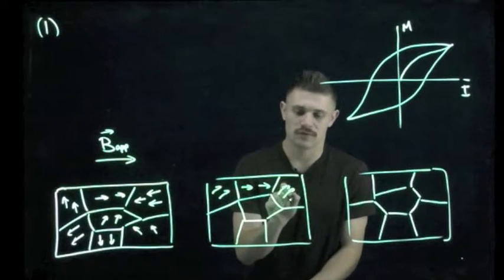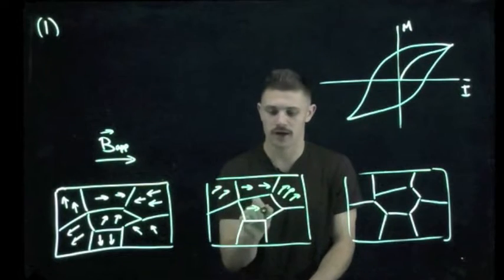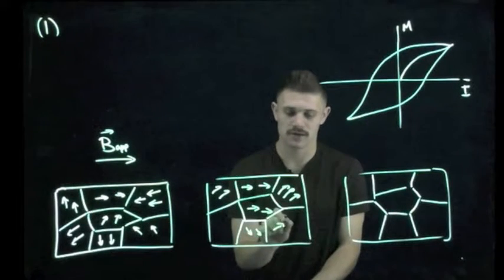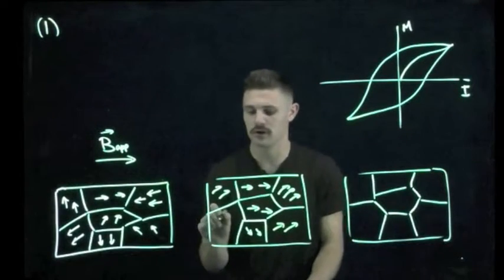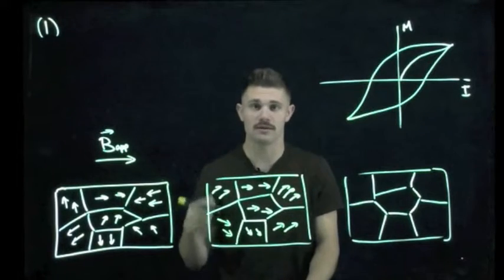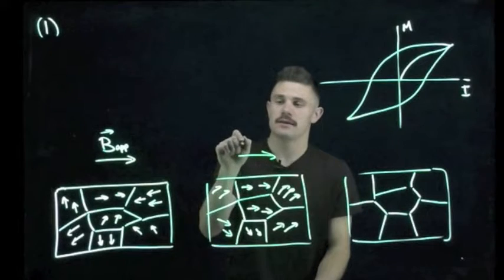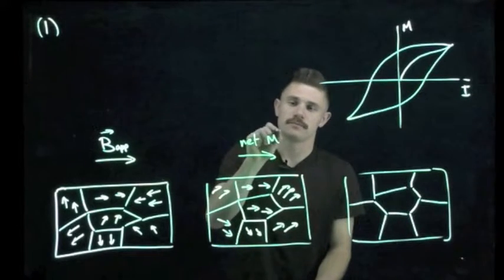Now, they won't shift exactly, but they'll all sort of turn in towards the field so that the net magnetization on the ferromagnetic material is more preferentially in the direction of the applied field. So now we have a net magnetization.